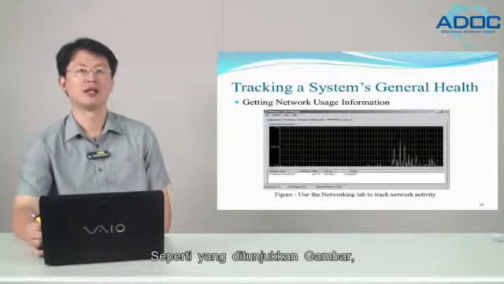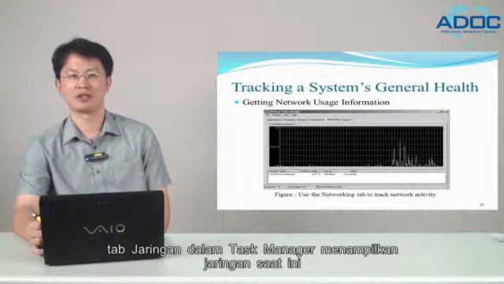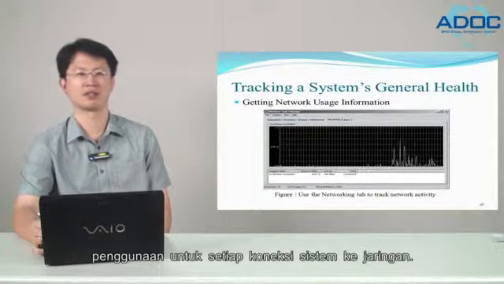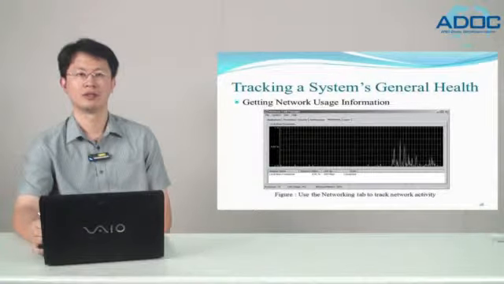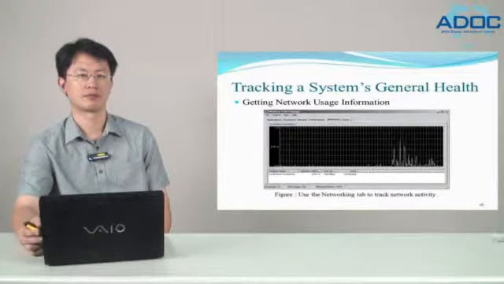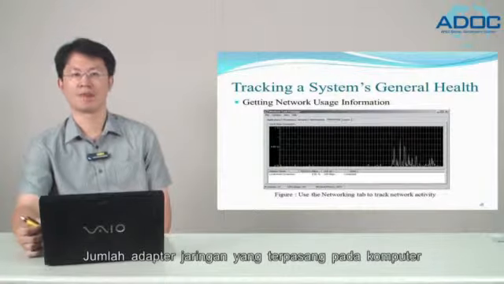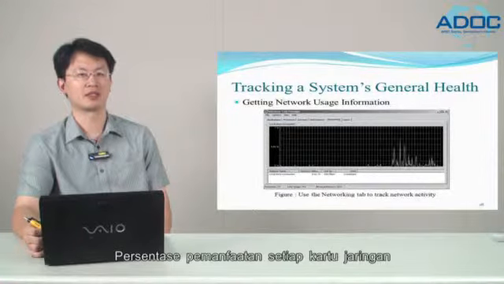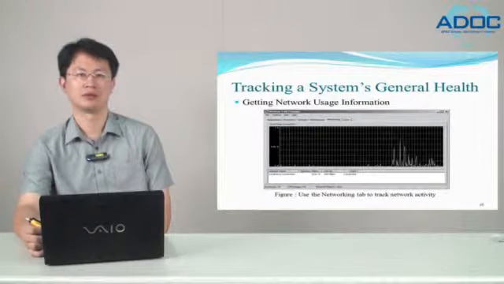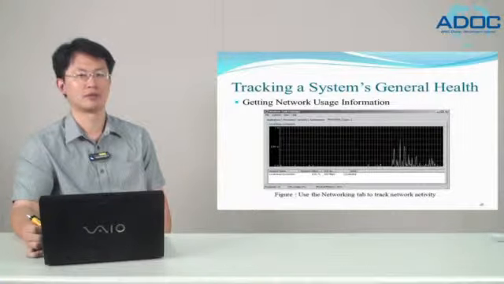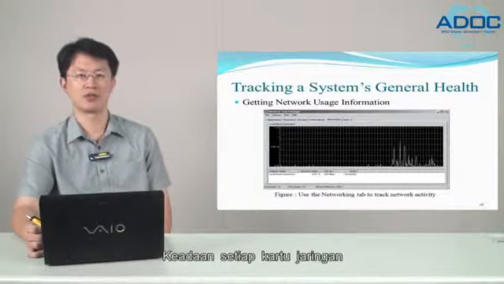As the figure shows, the Networking tab in Task Manager displays current network usage for each of the system's connections to the network. You can use the information provided to quickly determine the following: the number of network adapters installed on the computer, the percentage of utilization for each network adapter, the link speed of each network adapter, and the state of each network adapter.